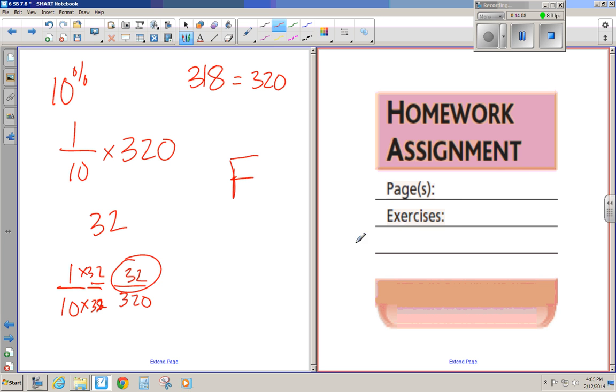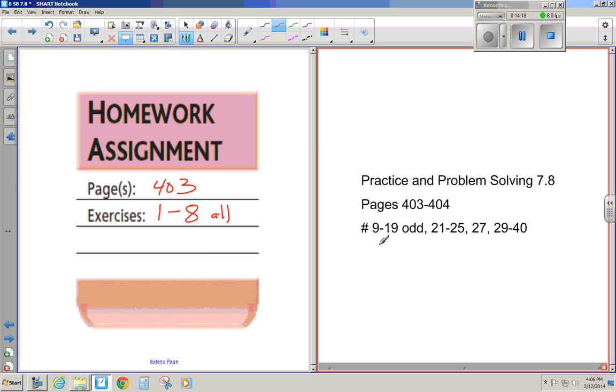All right, so in continuing with these notes, you should also do page 403 and do exercises 1 to 8 all. In class, we will be working on these problems right here. Good luck.